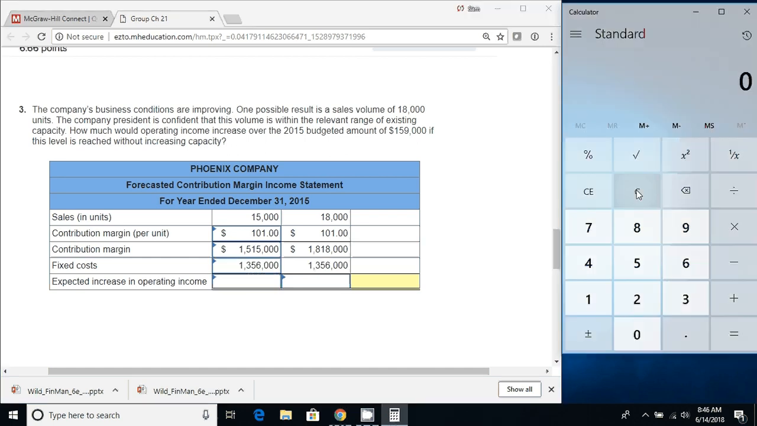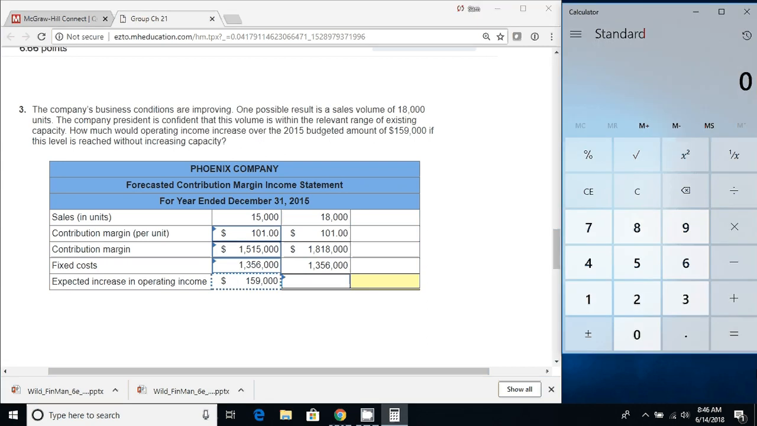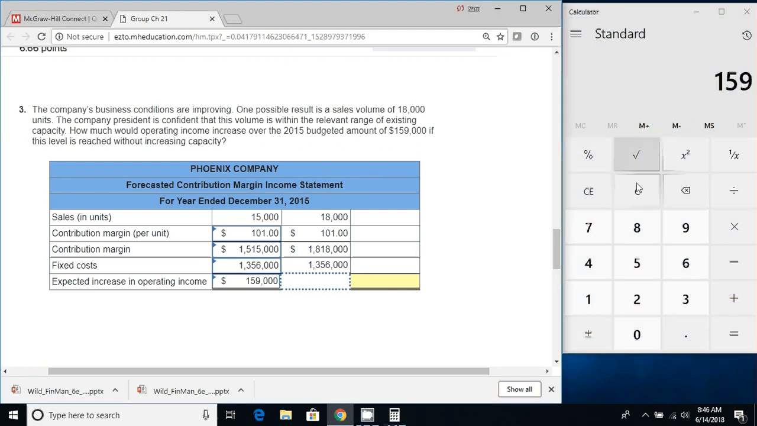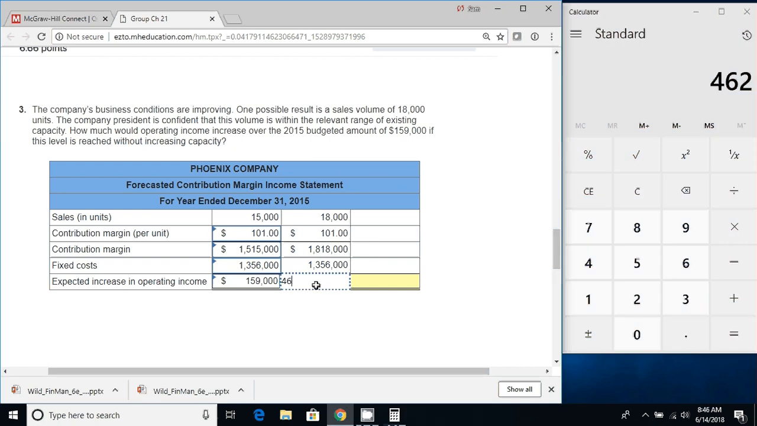Okay, so if we take that now, this is the 15,000 units. We know that we're at 159,000. They told us that. We'll verify that. Let's go take a look. If we take 1515 minus 1356, we get that 159,000. So what happens if we sell 18,000 units? Well, it's 1818 minus 1356. We're going to have 462,000 of net income. And the manager wanted to know that.